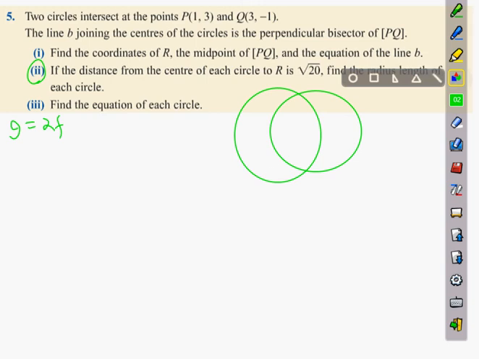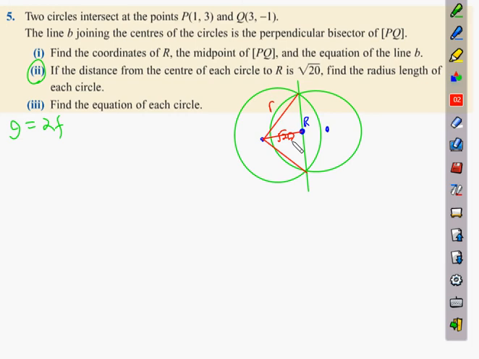So what we're going to get here is the point R is here, and the two centers are here. And what we know is that if I was to construct a triangle like so, that's the radius, and that's root 20. You happy enough with that?